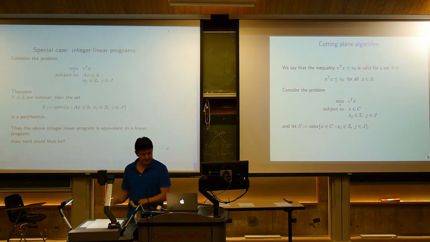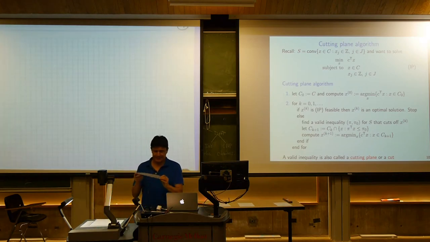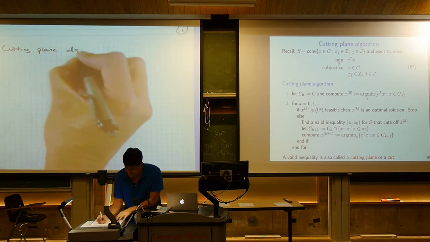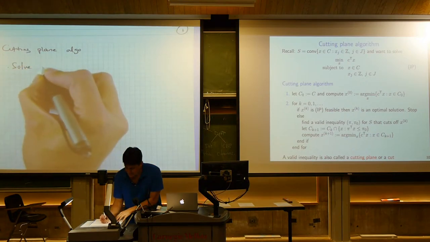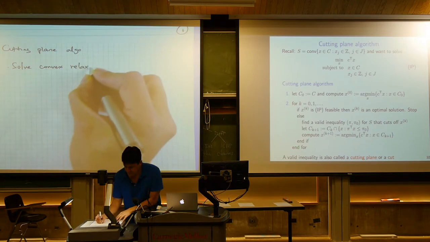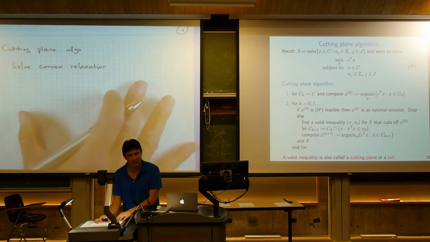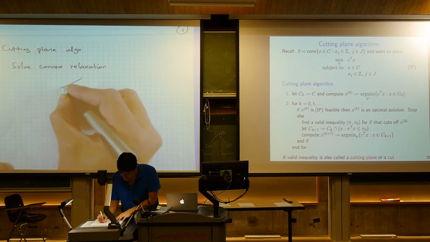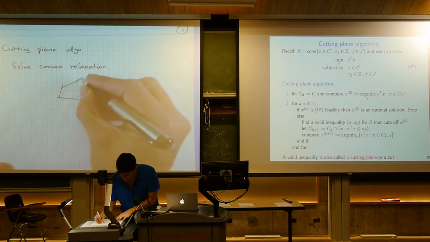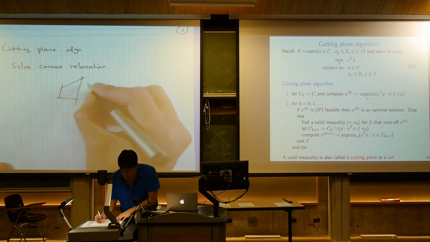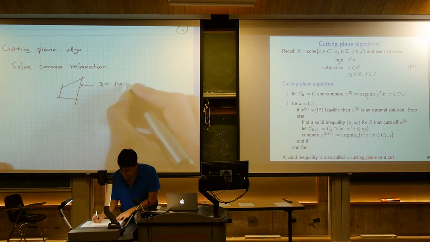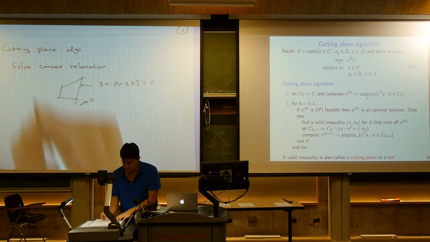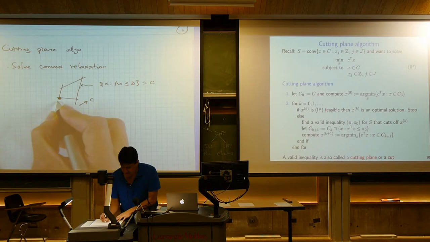So if I were to make a picture here, here is how the cutting plane algorithm works. We solve the convex relaxation. To make the drawing easier, I'm going to assume that it's an integer linear program. So suppose that my constraints are something like this, my set A x less than or equal to b, and my objective function c is like this. When we solve the convex relaxation, we get this solution.